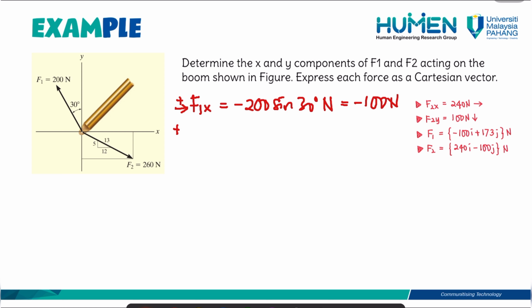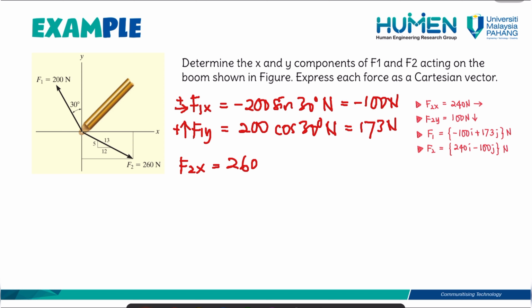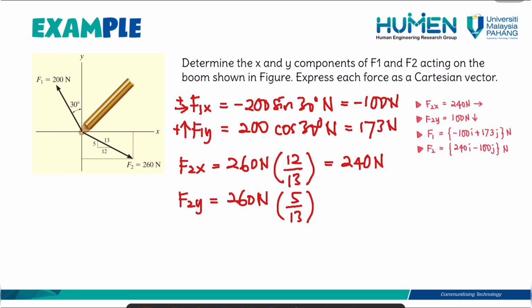For the y direction, upward is positive, so F1y equals 200 cos 30 degrees Newton, equal to 173 Newton. We move to the next force, F2. F2x equals 260 Newton times 12 over 13, equal to 240 Newton. And F2y equals 260 Newton times 5 over 13, so you get 100 Newton. Since F2y is downward, this should be negative.